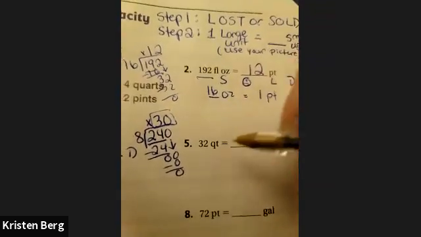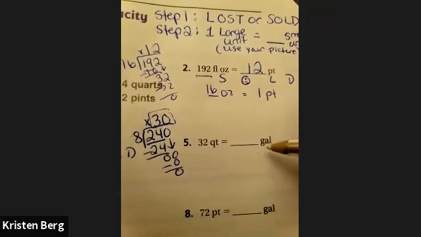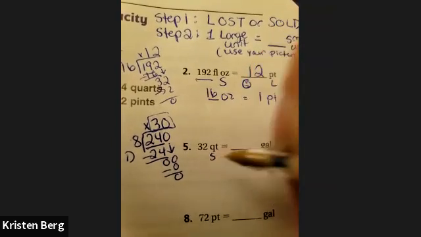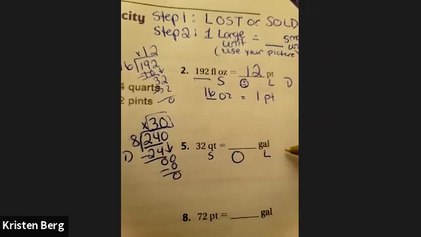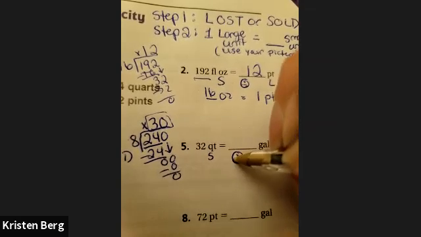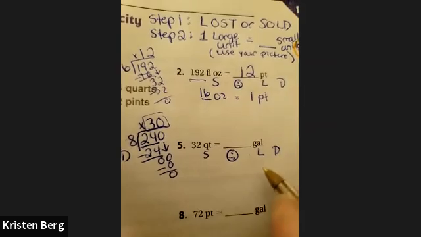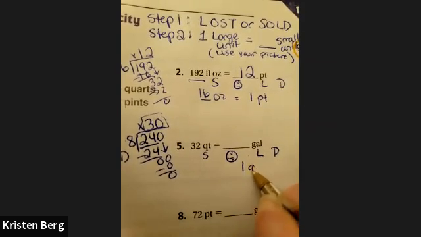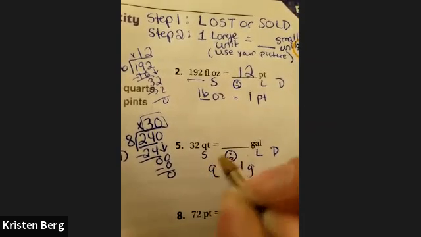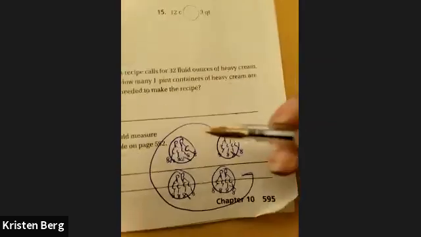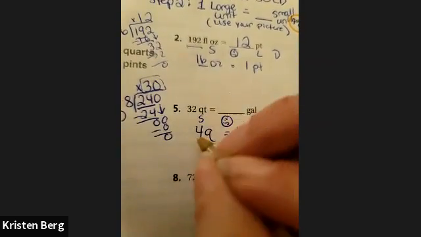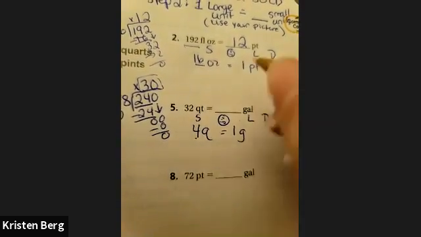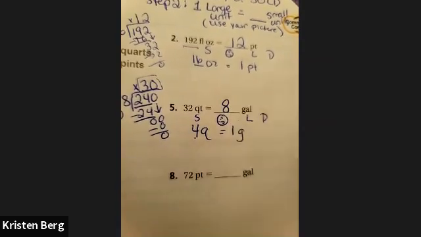Next, quarts versus gallons. This is your large, so that is your small. So we are spelling out sold, so that means divide. 1 gallon has how many quarts? So how many Q's are inside a gallon? There are 4 of them. So that is 4. So you do 32 divided by 4. Well, 32 divided by 4 is 8.